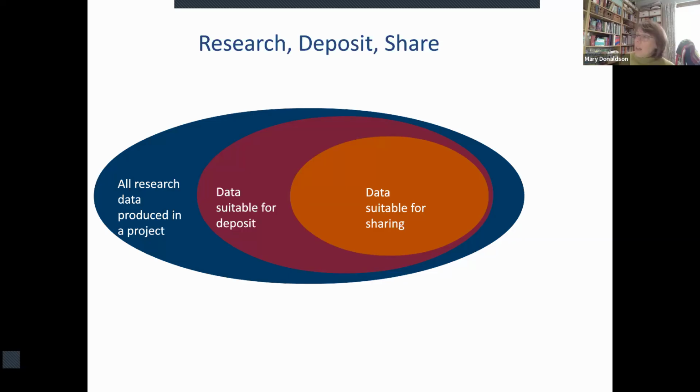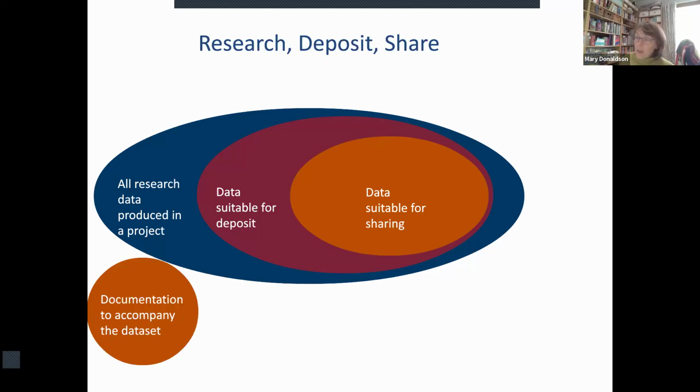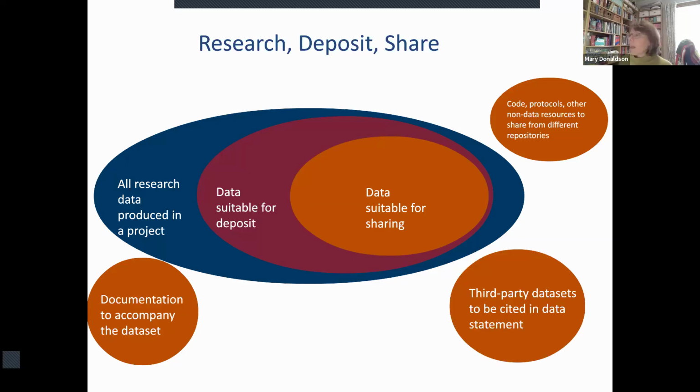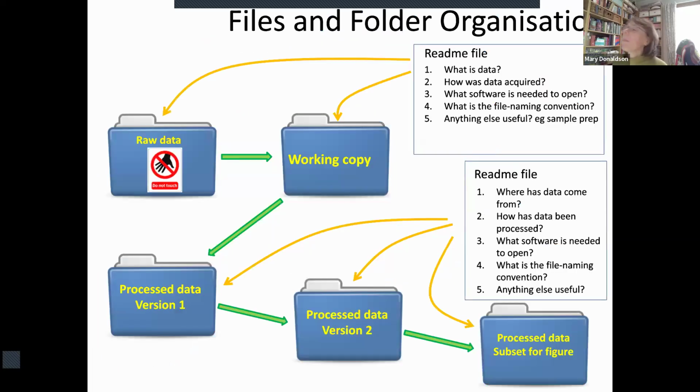Okay. Now, in addition to that data, there's the other bits that I mentioned earlier, the bits that we need to curate. So there's documentation to accompany the data set. There's code or protocols or non-data resources that you can share from the project that might help people make sense of the data. And you may have also used some third-party data sets in your research. You may have combined those or reanalyzed those. You may not have permission to share those data sets directly, but you cite them so that others can then access them if they need to.